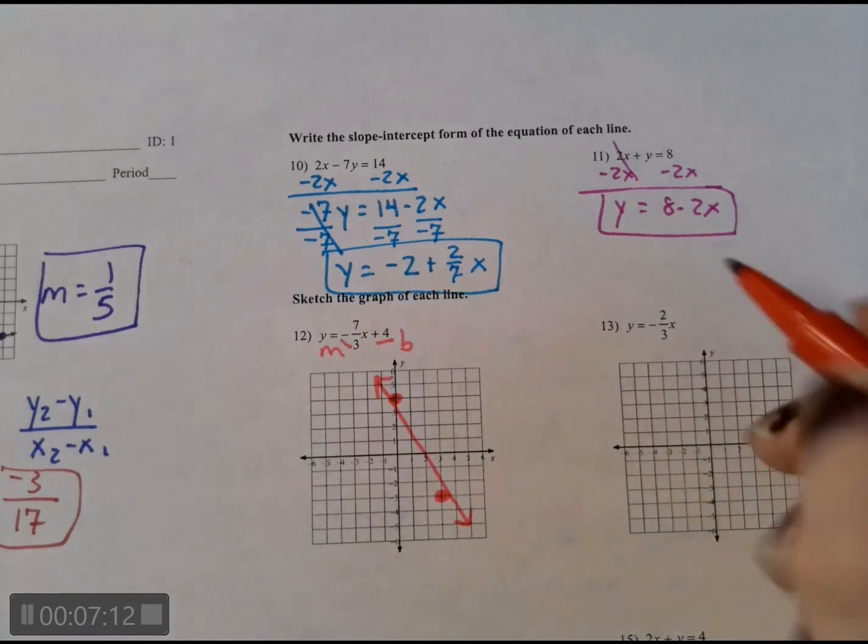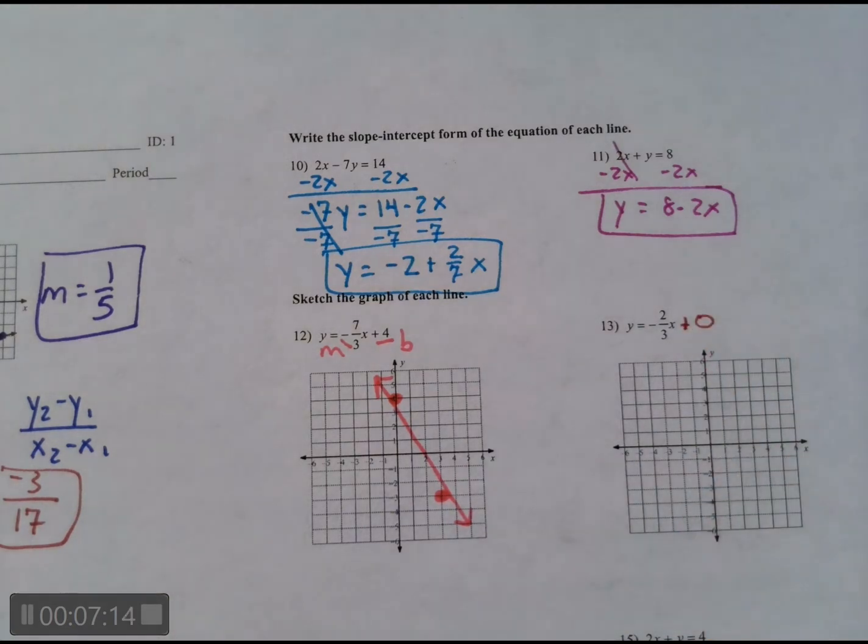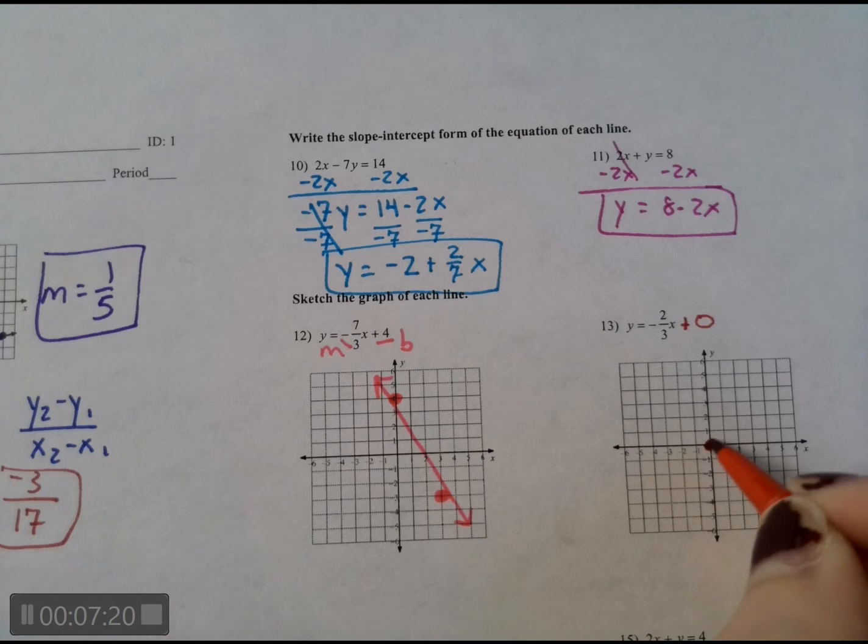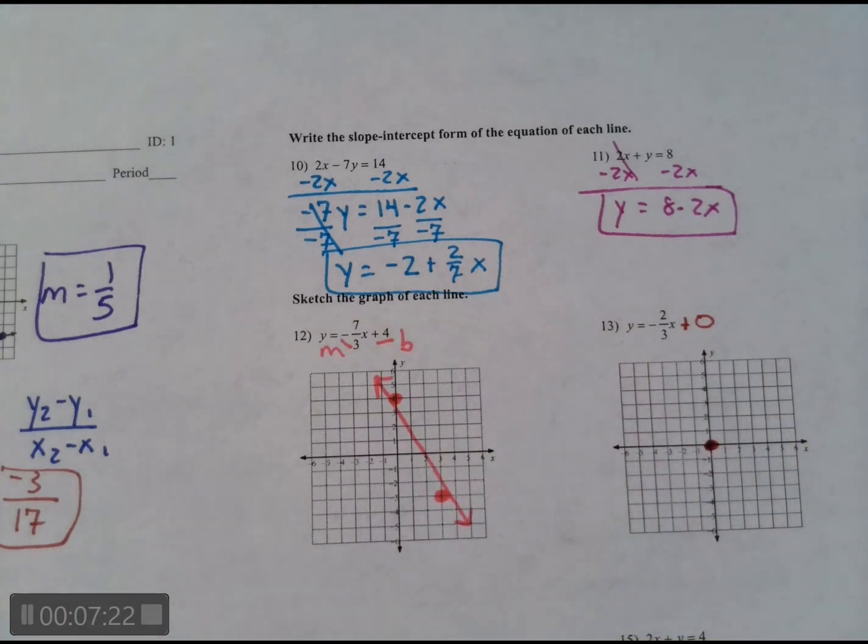Alrighty, next one. Negative 2/3 x plus 0. Anytime you just have your slope and an x, just add 0 to remind yourself that we are going to start at our origin. Okay? So now we're going to go down 2 to the right 3.